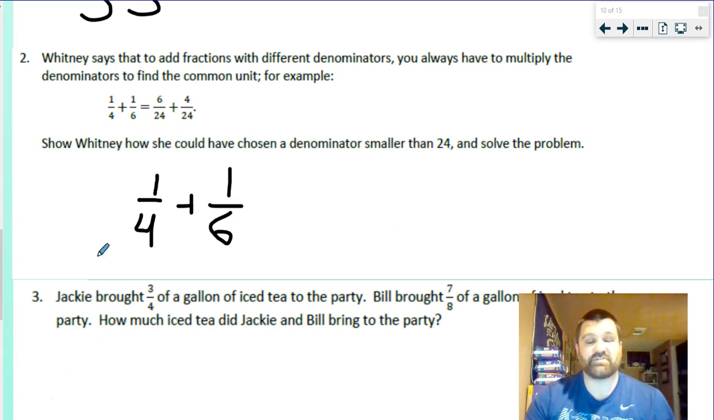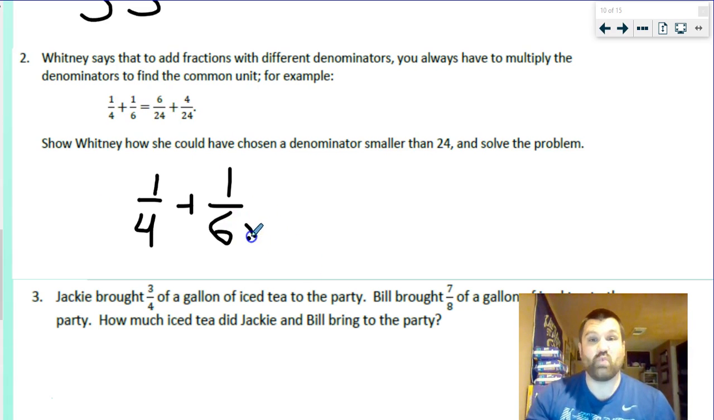Okay, so hopefully you have an answer, or maybe you're stuck. So we use the Mr. Runyan method. We use the big number first. We're going to find that common multiple. So 6 plus 6 is 12. Can 4 go into 12? Yes, so then we have our answer.